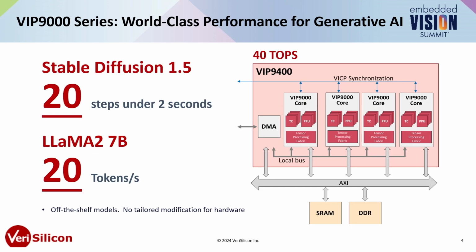This one is our latest NPU, the VIP 9000 series. To support the upcoming generative AI era, our NPU is capable of running not only CNN and LSTM, but also transformer-based models. For example, Stable Diffusion, which is for text-to-image generation, and Llama 2, an open source large language model. We can hit state-of-the-art performance in the embedded NPU domain without any modifications.